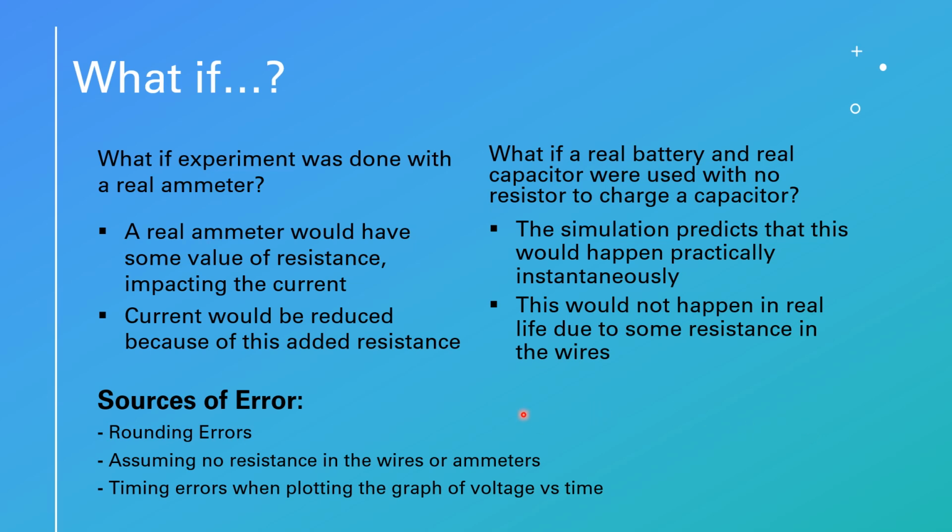Some sources of error in this lab are rounding errors, negligence of resistance in the ammeters and wires, and some timing errors when recording the capacitor's voltage.